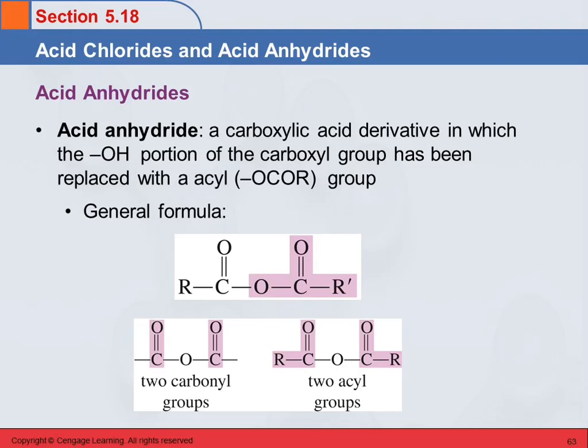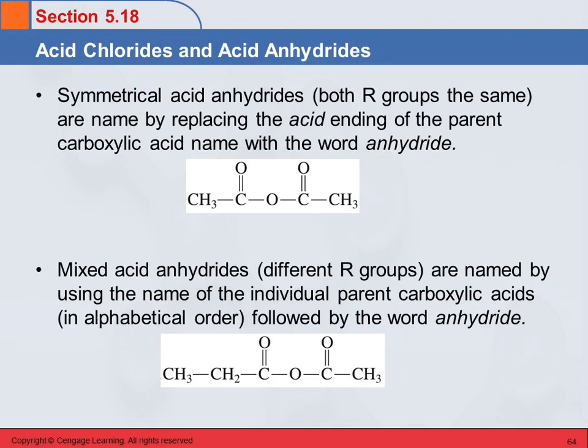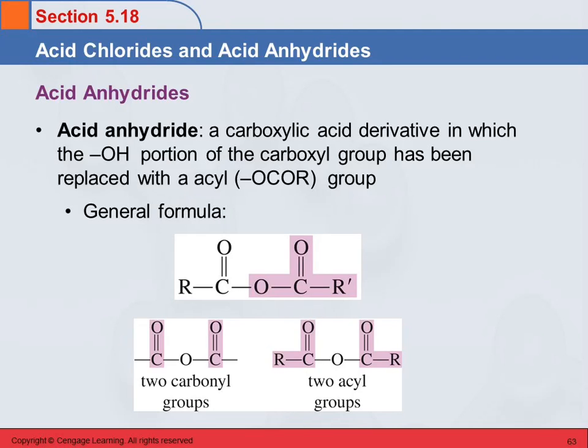And you can think of them in two different ways. You can think of it as two carbonyl groups bonded with an oxygen in the middle, or you can think of it as two acyl groups bonded together. So you can take two carboxylic acids and join them together, and that makes an acid anhydride. Actually, let's draw something here that I think helps us to understand a little better why it's called an anhydride.